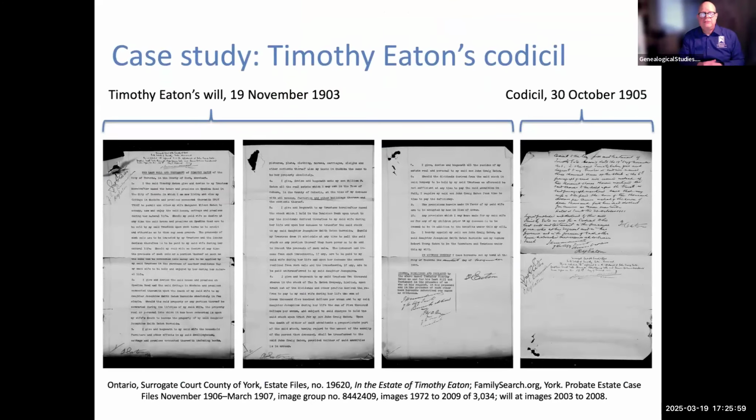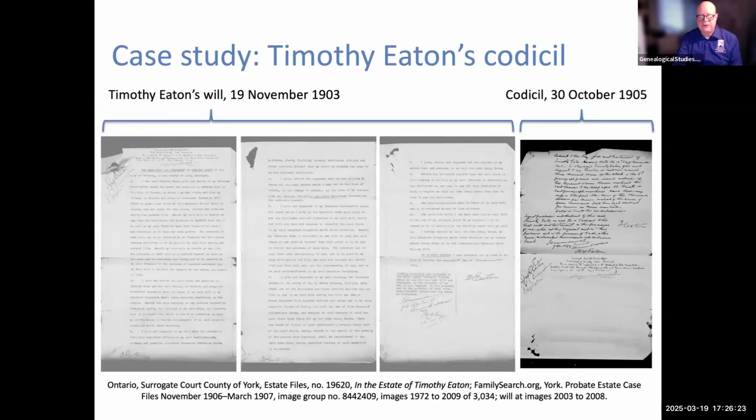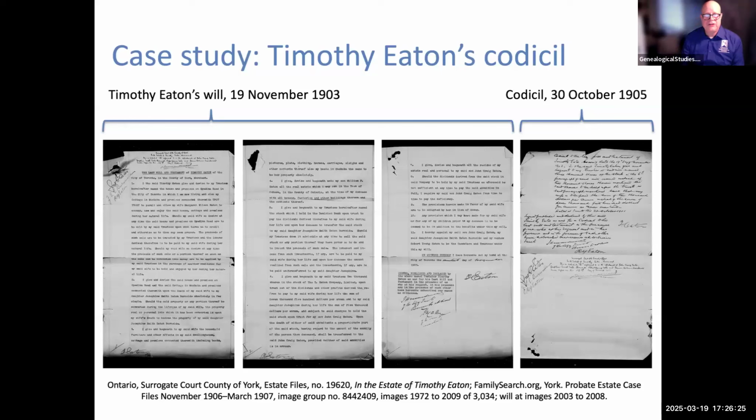And I can show you an example from somebody named Timothy Eaton. I think we're all Canadians here tonight, and I wouldn't be surprised if you all remember who Timothy Eaton might have been. If you don't, that's the Timothy Eaton who founded the Eaton's department store. And he had a will that he signed on 19 November 1903. There it is right there. It's a surprisingly short document for a person who was that rich. He was one of the richest men in Canada when he passed away.